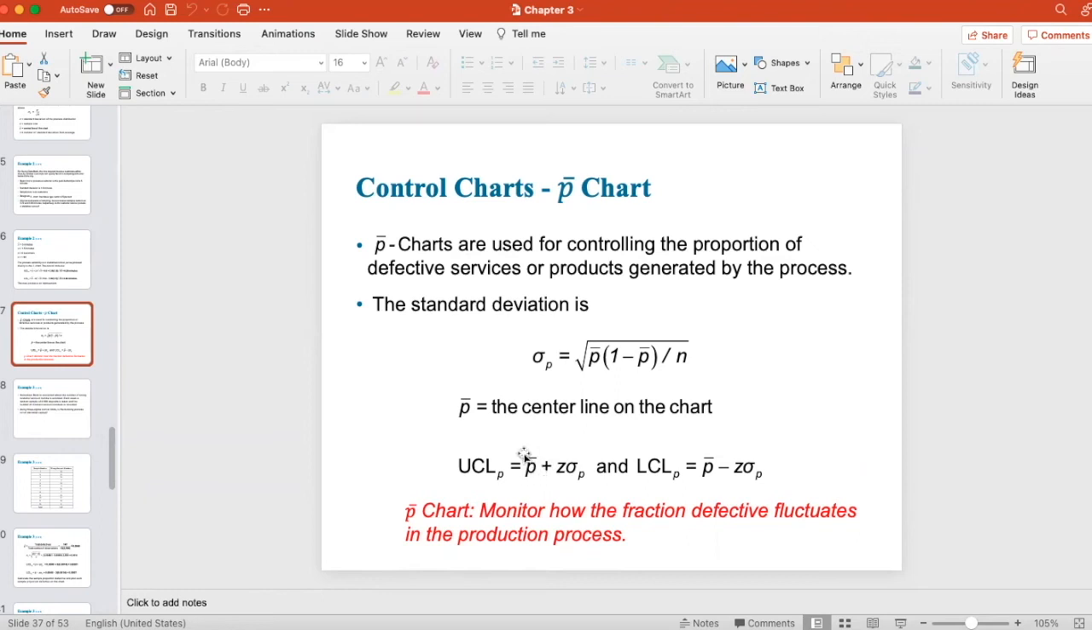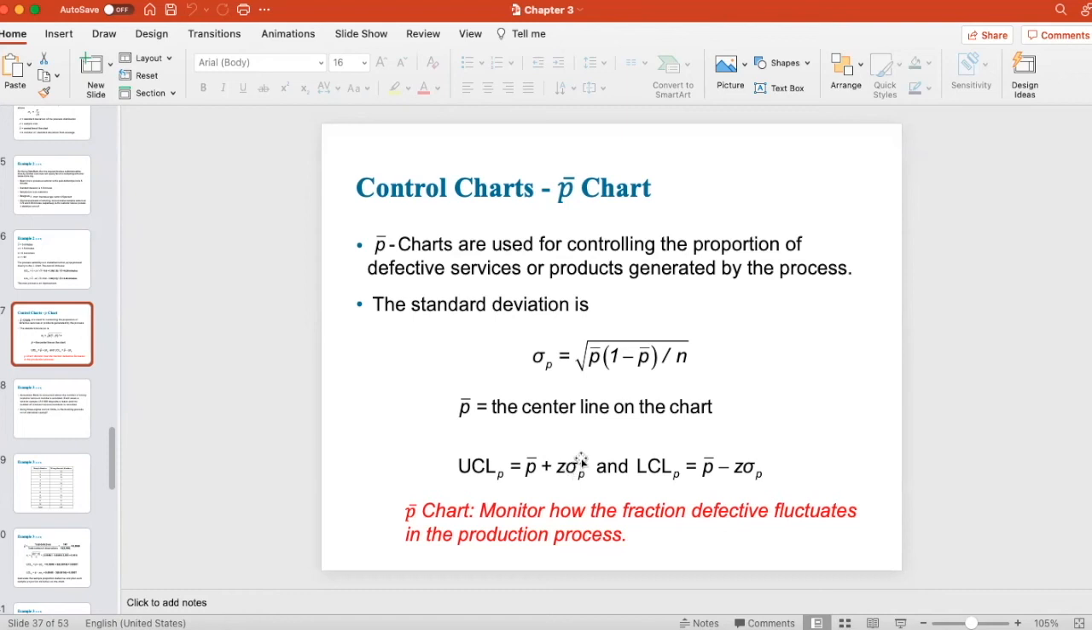Besides that, after you get the p-bar, we also need to calculate z and sigma p. First of all, for z, since you already learned about B-stat, you definitely know how to get the z from the z table. But in the exam, normally I would just directly tell you what the z value is. But if you have any question about using the z table to get the z value, feel free to let me know.